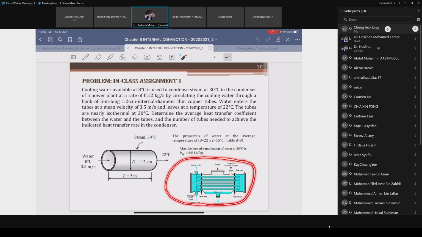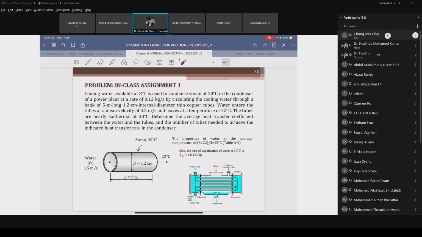This one we call a heat exchanger. If you learned in your applied thermodynamics, what is a heat exchanger used for? To exchange heat between two fluids. Sometimes the fluids have different properties, and some fluids have the same properties but different temperatures. That is why we call it both fluids exchange heat. Okay, so now let us read the problem.